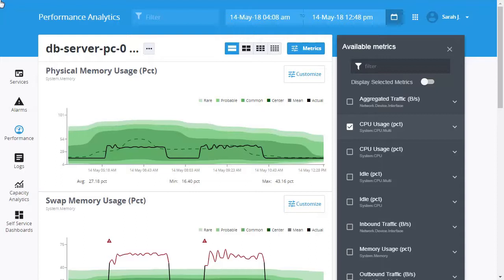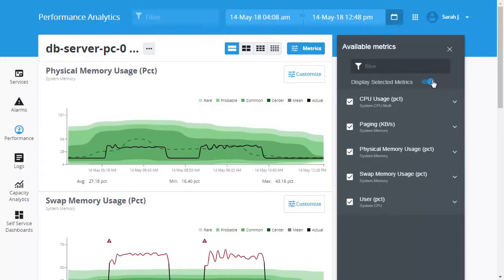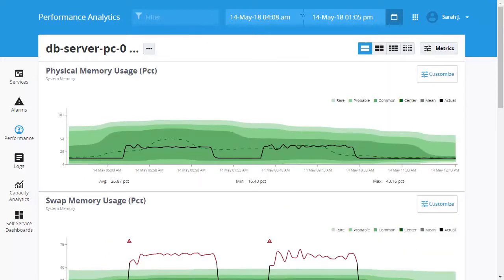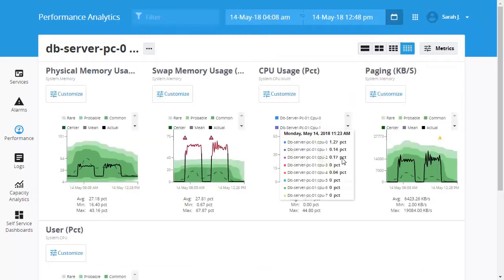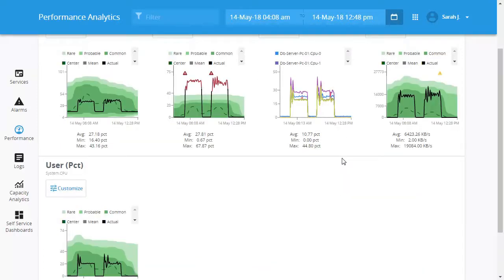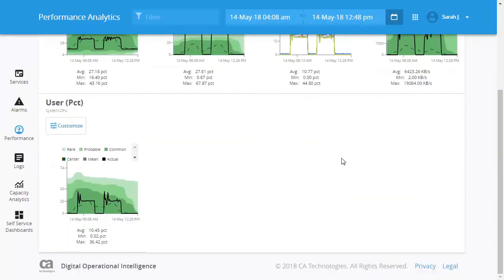Sarah turns on the display selected metrics to better see which metric she has selected, and then closes the available metrics. To better see the metrics data on the screen, Sarah clicks on the four wide icon. She sees high values and alerts generated during the same period. Sarah notices when the user count spikes high, the physical memory, swap memory, paging, and CPU usage also spikes.